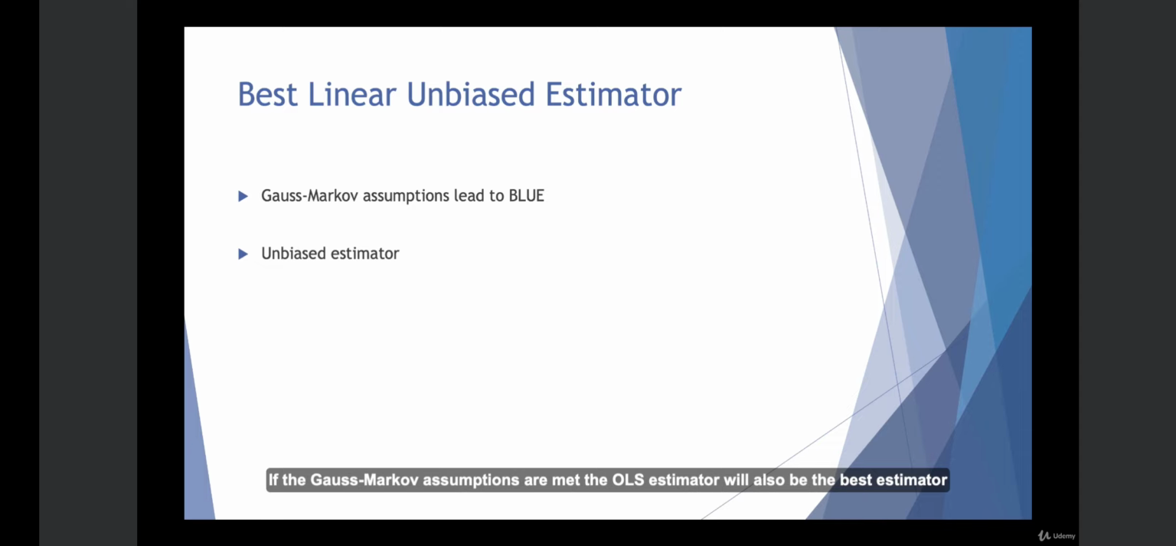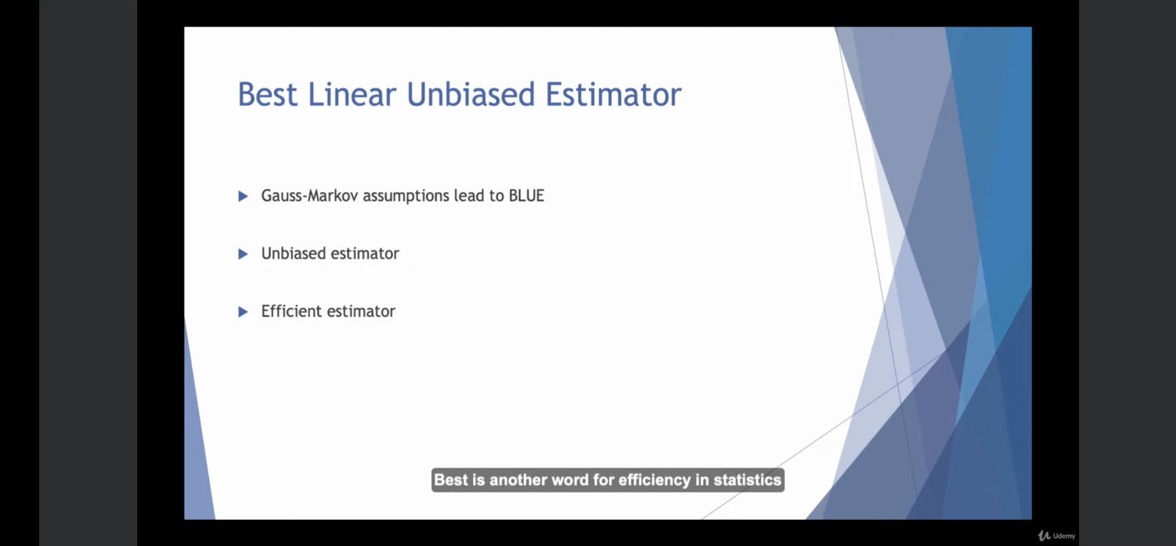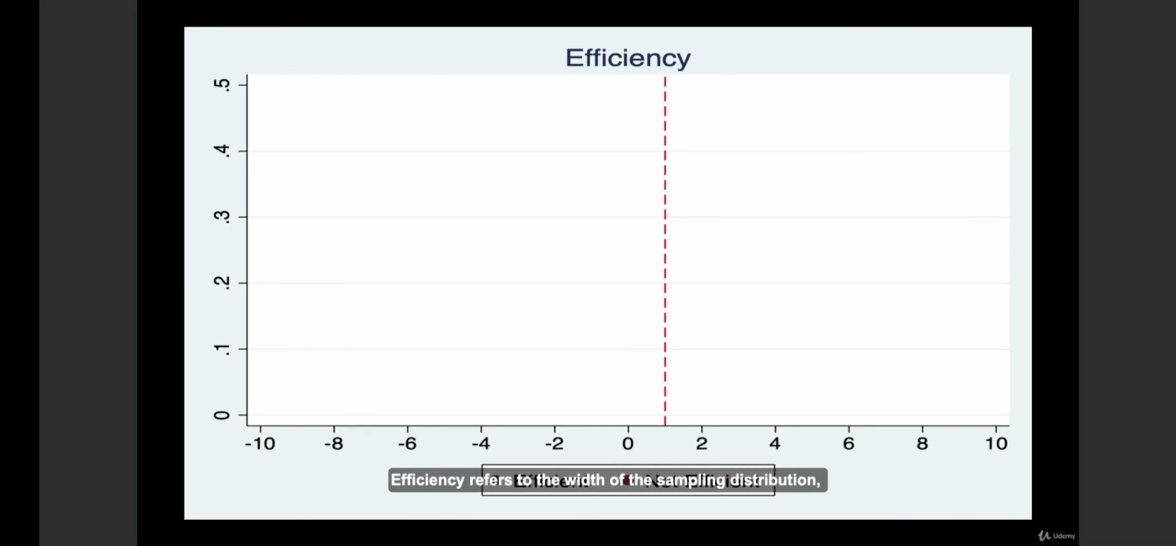If the Gauss-Markov assumptions are met, the OLS estimator will also be the best estimator. Best is another word for efficiency in statistics, and this simply means that the ordinary least squares estimator will produce the most accurate results with the least amount of noise. Let's explore these two concepts a little further before we discuss the actual assumptions. Efficiency refers to the width of the sampling distribution, and when an estimator is said to be most efficient, its sampling distribution is narrower than that of any other estimator.